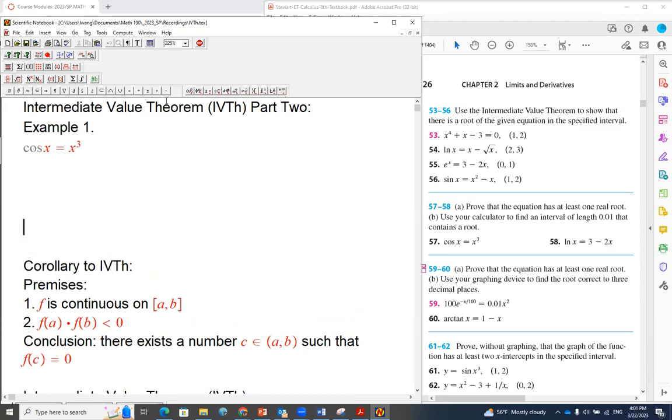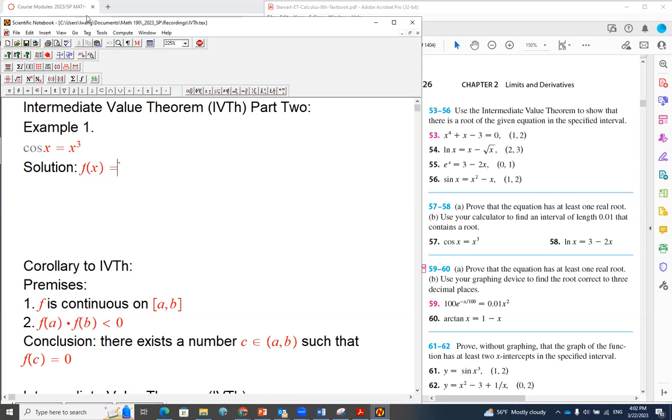How do we demonstrate there is a solution? It says there's at least one. Well, if we can find there is one, then we have demonstrated there's at least one. So we just have to apply the theorem to demonstrate that. Now we're going to create a function, and this function is going to be created by making the given equation equal to 0.